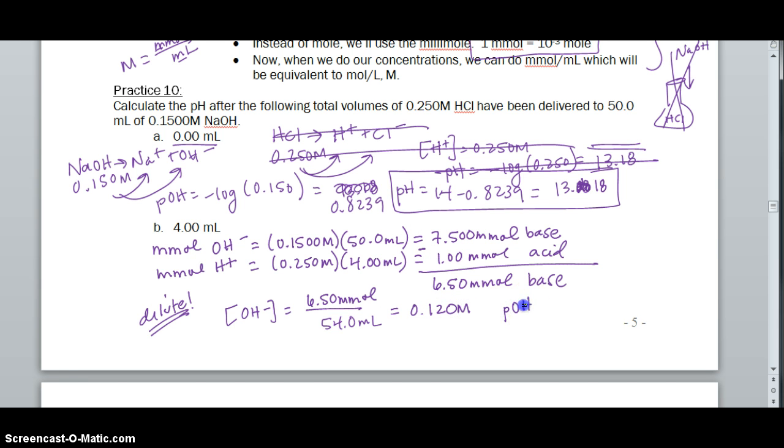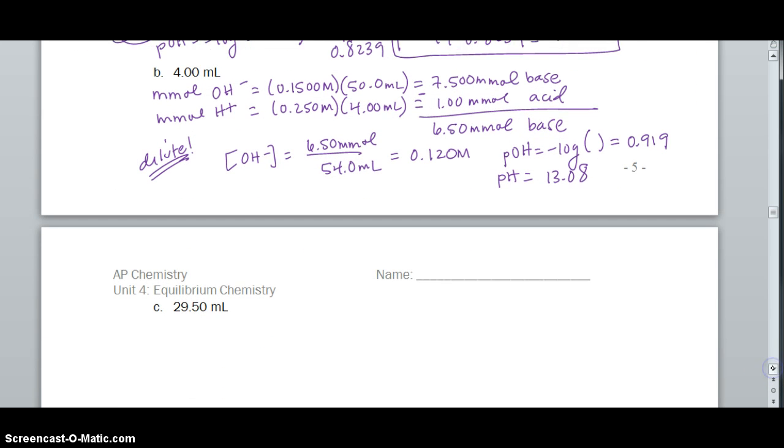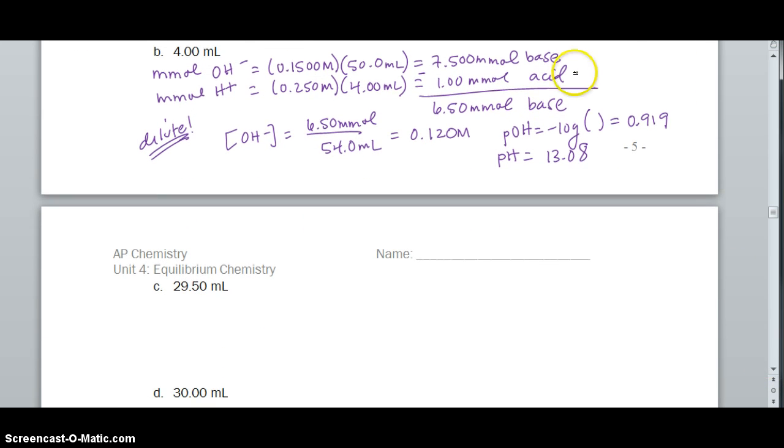So to get a pOH, we take the negative log of that, and we get 0.919, and so the pH is 13.08. So we were starting at 13.18, we added some acid, we're down to 13.08, certainly moving in the right direction because it's become more acidic, but certainly not near the equivalence point.